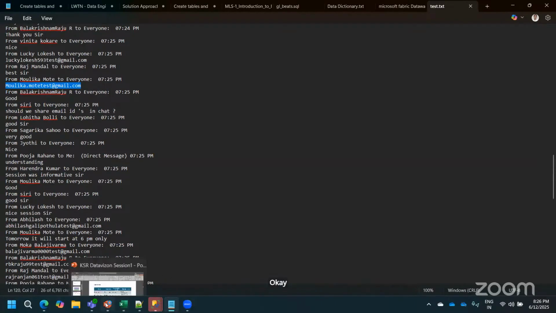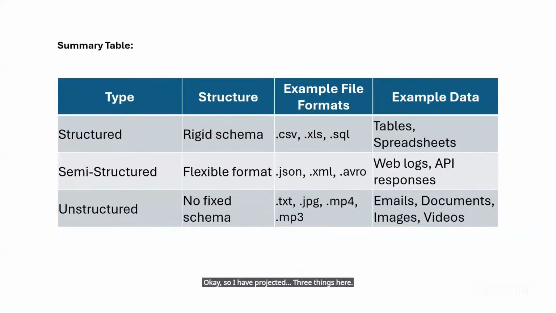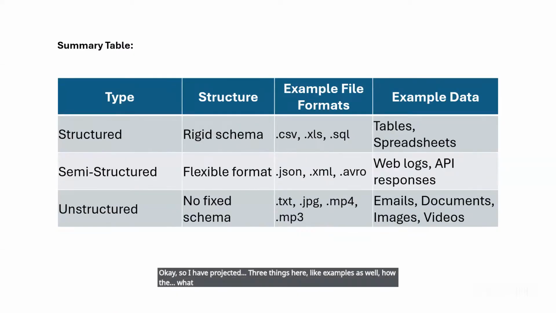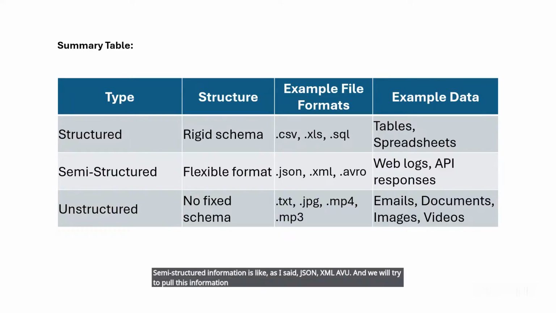So I have projected three things here as examples of what kinds of file source systems there are. For example, SQL: if you extract data from an on-premises SQL server, it is completely structured, as are CSV or XLS files, which I just showcased. Those are completely spreadsheets. Semi-structured information is, as I said, JSON, XML, Avro. And we will try to pull this information into this application also.